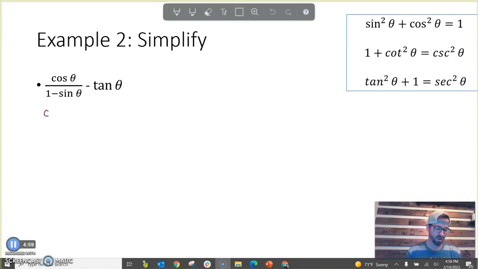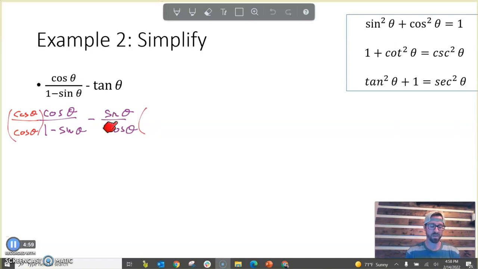So I'm going to copy down this part, but then we know tangent theta is equal to sine theta over cosine theta. We know that because that's our quotient identity. Now, if I'm subtracting these, we need a common denominator. My fraction on the left doesn't have a cosine theta on it, so I'm going to multiply by cosine theta over cosine theta. And this fraction doesn't have the 1 minus sine theta in its denominator, so I'm going to multiply by 1 minus sine theta over 1 minus sine theta.